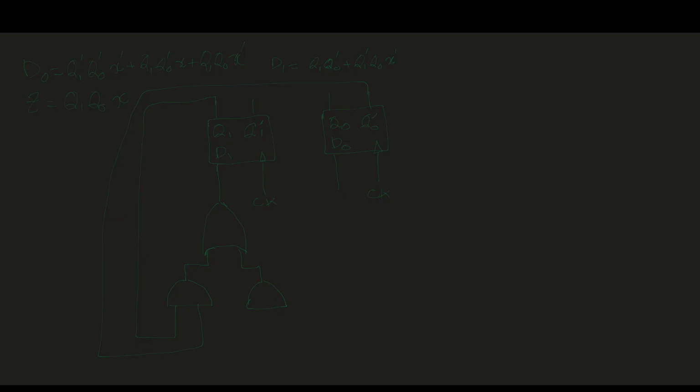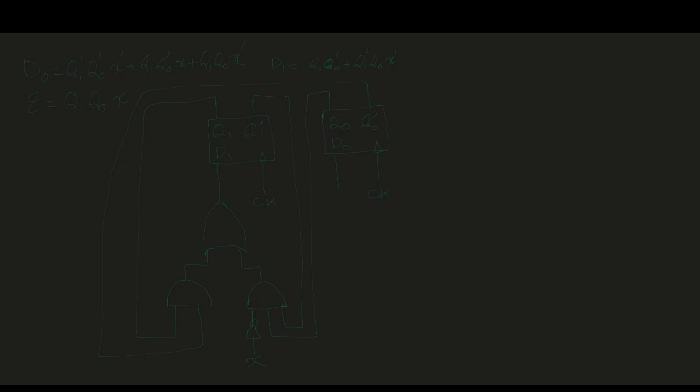And then for the second one, we need Q1 prime, Q0, and X. Q1 prime, we can get from here. So we can get Q1 bar. We also need a Q0, which we can take from here. And also we need the user input X. To get X bar, we can use a NOT gate. And this is our X user input. So we're done with D1.